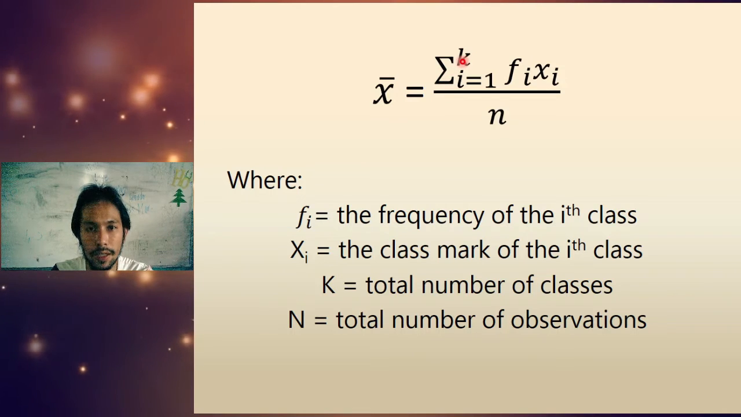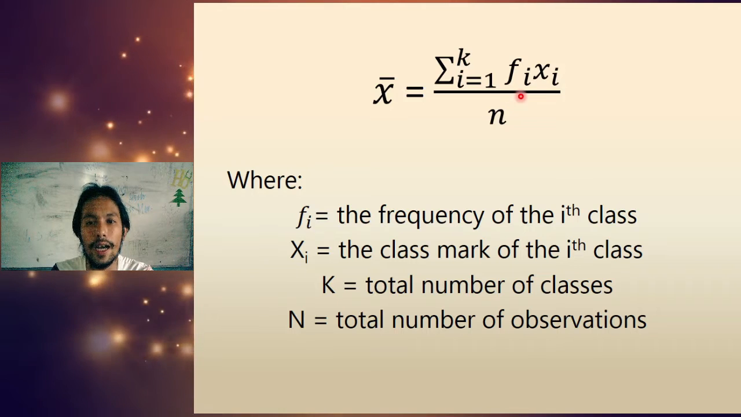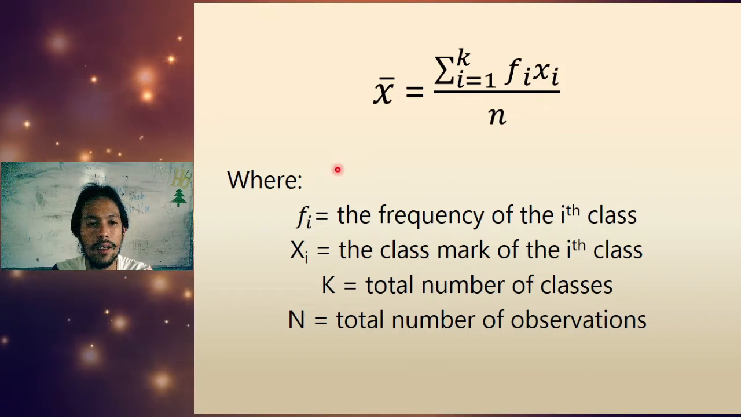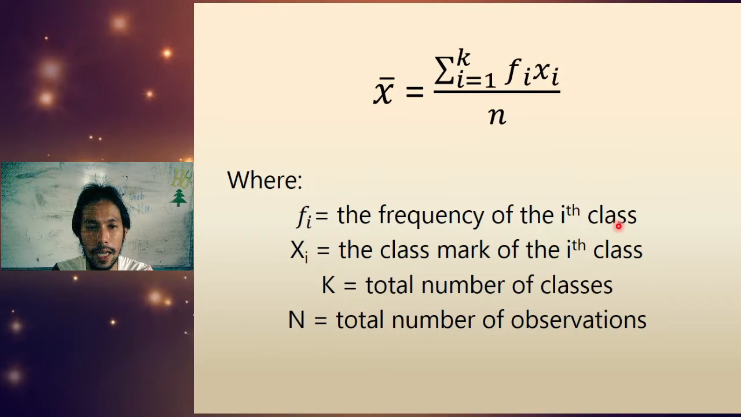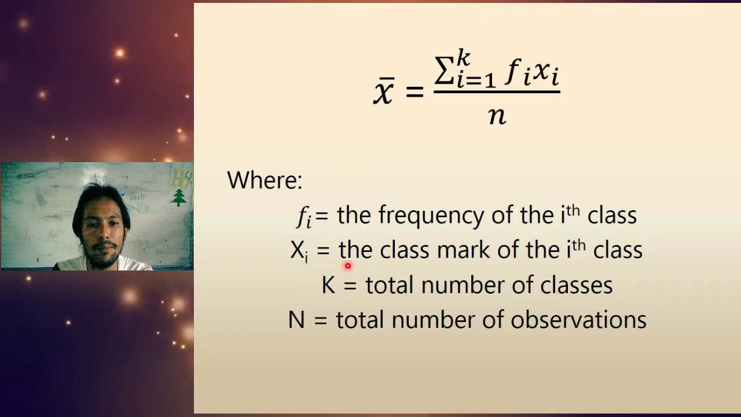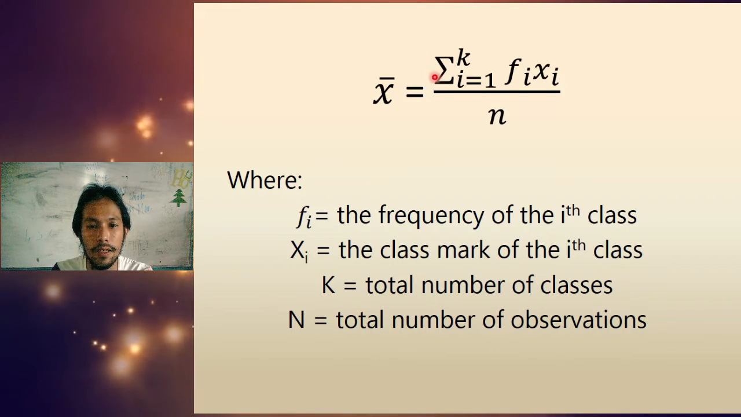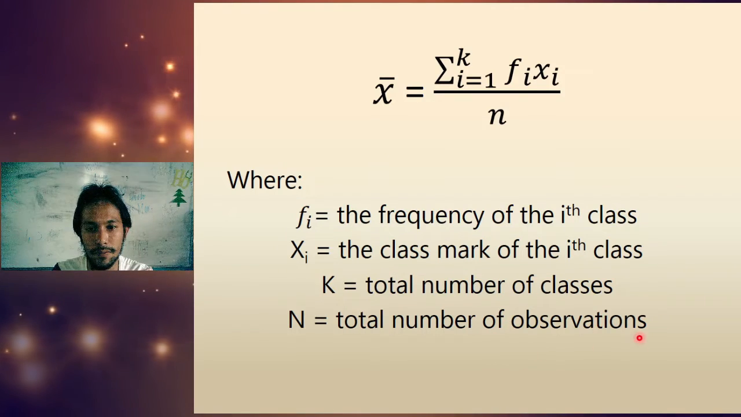Equals summation of k sub i equals 1 of f sub i times x sub i over n, where f sub i is the frequency of the ith class, x sub i is the class mark of the ith class, k is the total number of classes, and n is the total number of observations.